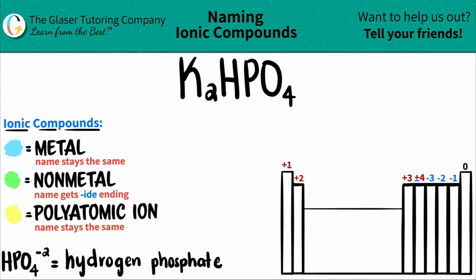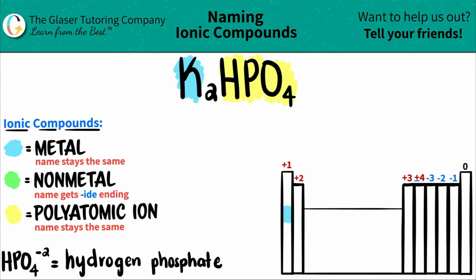I can identify that this is the polyatomic. Here's the HPO4. So the only other thing we need to realize is, what is potassium? Well, we look on the periodic table. We see that potassium is in group 1. It's right here. And remember, all of group 1 are metals except for hydrogen. So K is a metal, and that's why it's ionic. We have at least a metal here.